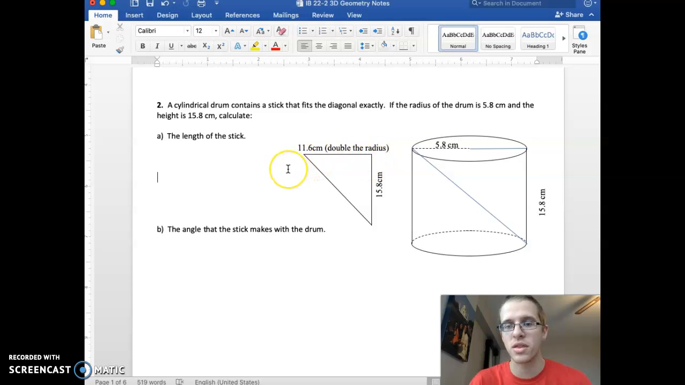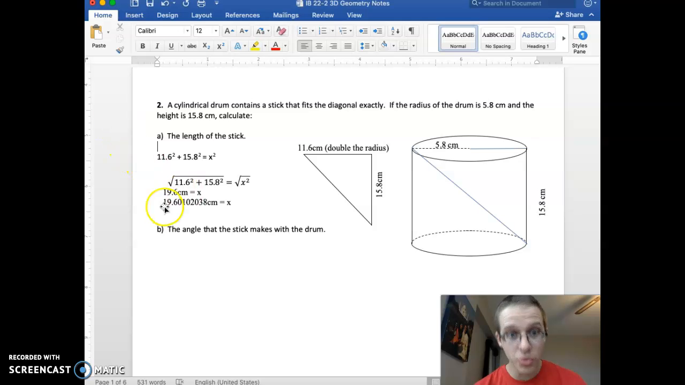So we can just use Pythagorean theorem, and we're solving for that hypotenuse. So go ahead and try that out. Pythagorean theorem, a squared plus b squared equals c squared. I've got 11.6 squared plus 15.8 squared. Those are my 2 legs. And then our hypotenuse, x, is squared. So we need to take the square root of both sides, and you'll have your length of the stick. So go ahead and try that out.